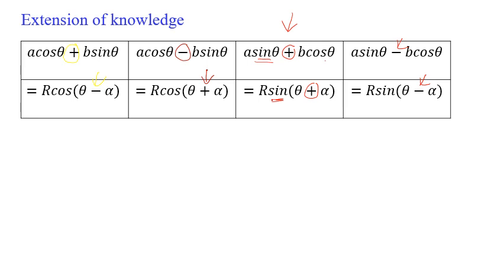Right, so the ways to represent your a cos theta plus or minus b sin theta or a sin theta plus or minus b cos theta are different. However, the formula to find R is the same, which is still the square root of a squared plus b squared. And the formula to find alpha is still the same, which is tangent inverse b over a.